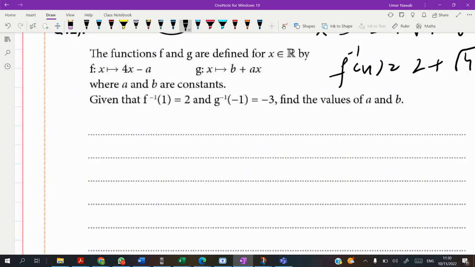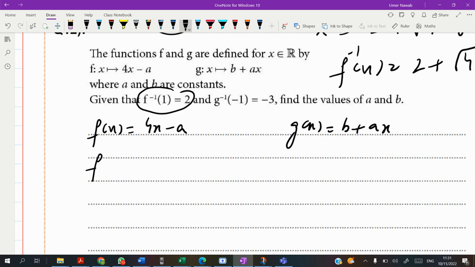Next, question number 12. I give you a linear function, f of x is equal to 4x minus a. I give you a g of x function, it is b plus ax. Now, f of x and g of x, oh wow, he gave you f inverse of 1 is equal to 2, and g inverse of minus 1 is minus 3.